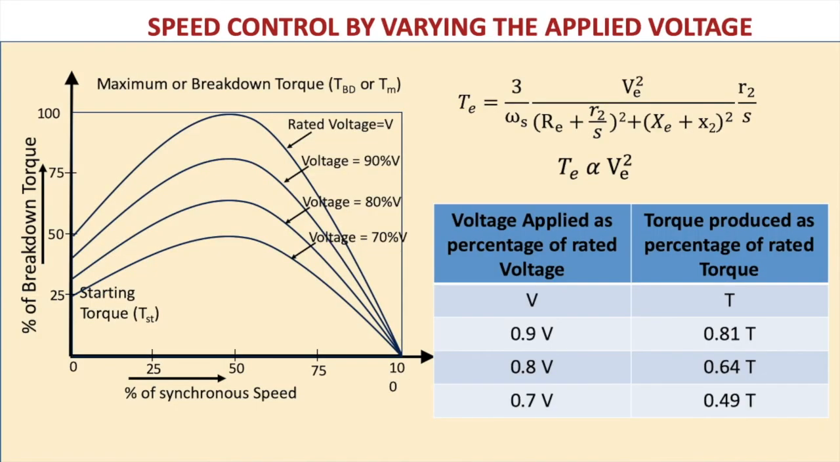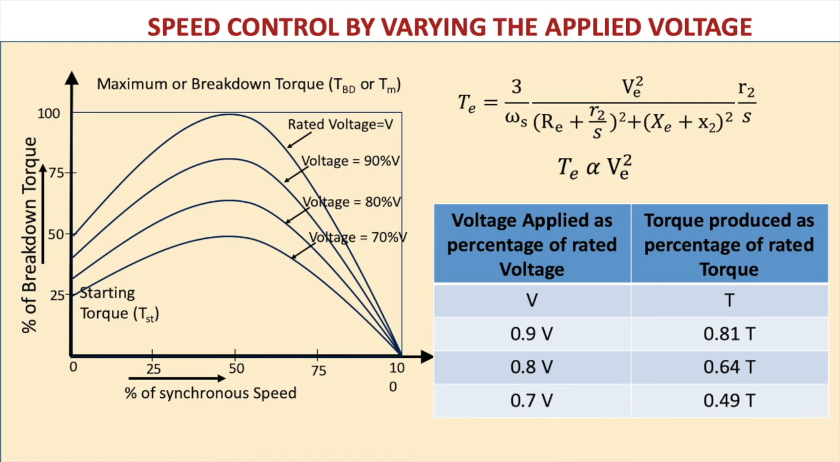Next comes the variation of the slip. The first was by varying the applied voltage. By varying the applied voltage, this has already been analyzed when we did the speed torque characteristics. Again, when we did the starting methodology, this was discussed.